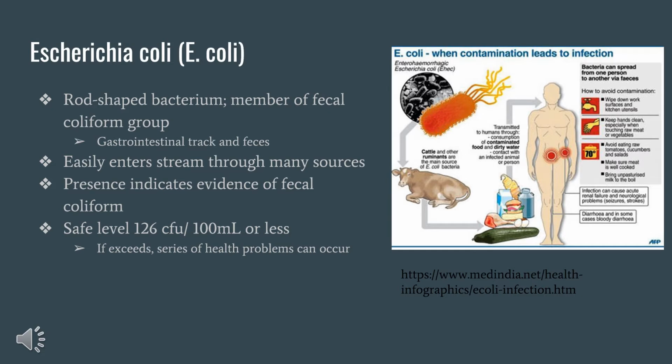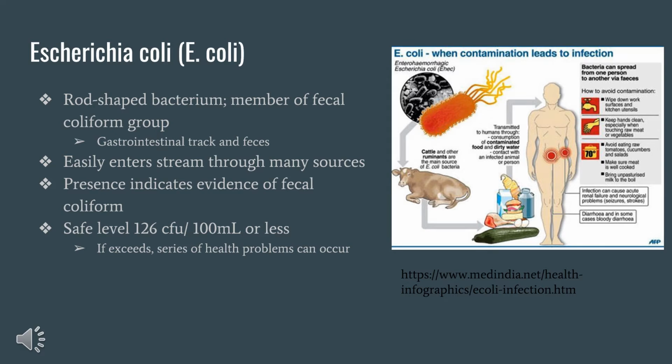E. coli can enter a stream system through stormwater and agricultural runoff. It can also enter through sewage overflows and malfunctioning sewer systems. The presence of E. coli in a freshwater system will directly indicate that there's evidence of fecal contamination.